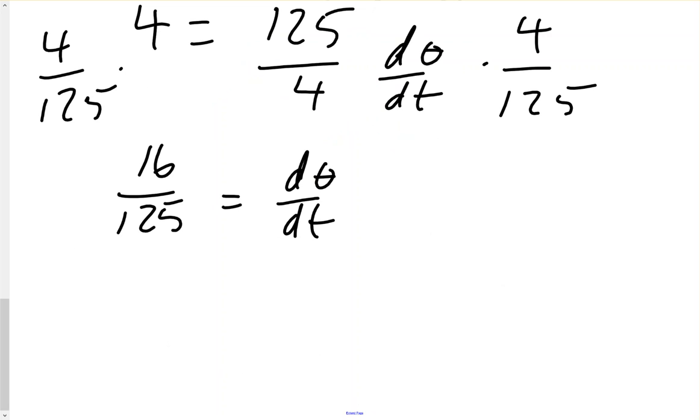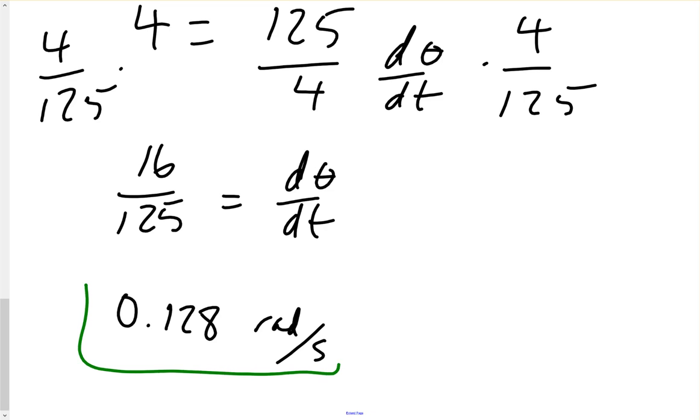Okay, and that would be it. So if you put that in a calculator, that would be approximately 0.128 radians per second. And that would be the final answer.